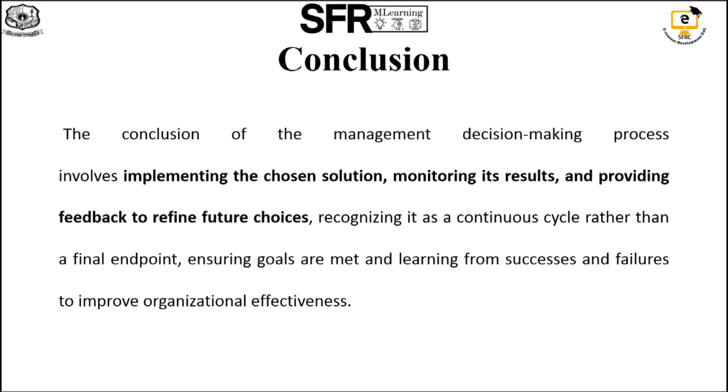Conclusion. The conclusion of the management decision-making process involves implementing the chosen solution, monitoring its results, and providing feedback to refine future choices, recognizing it as a continuous cycle rather than a final endpoint, ensuring goals are met and learning from successes and failures to improve organizational effectiveness.